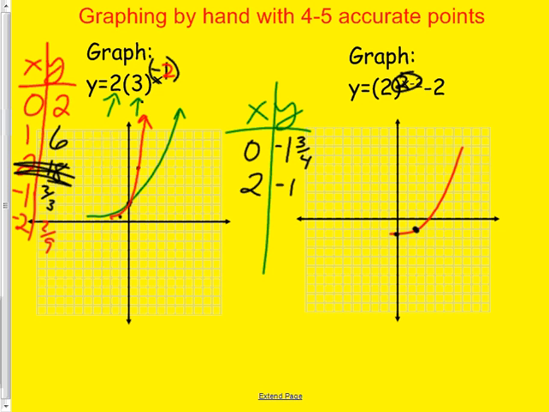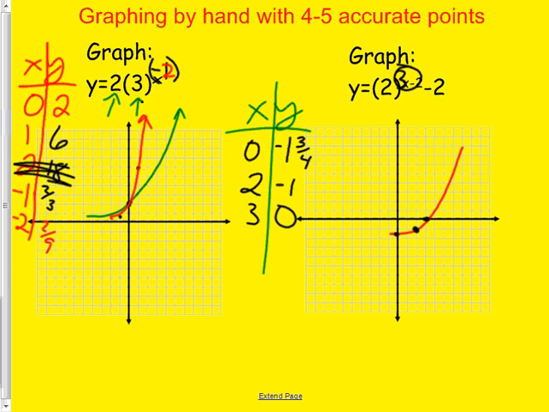I'm going to try another one. Let me put in 3. And again, you don't have to pick 0, 1, 2. You can pick 0, 2, 3. Start using numbers that work nicer. 3 to the minus 2 is 1. 2 to the first is 2. 2 minus 2 is 0. And so 3 goes with 0. I also almost hit that one. So I really wasn't too bad on my graph this time.